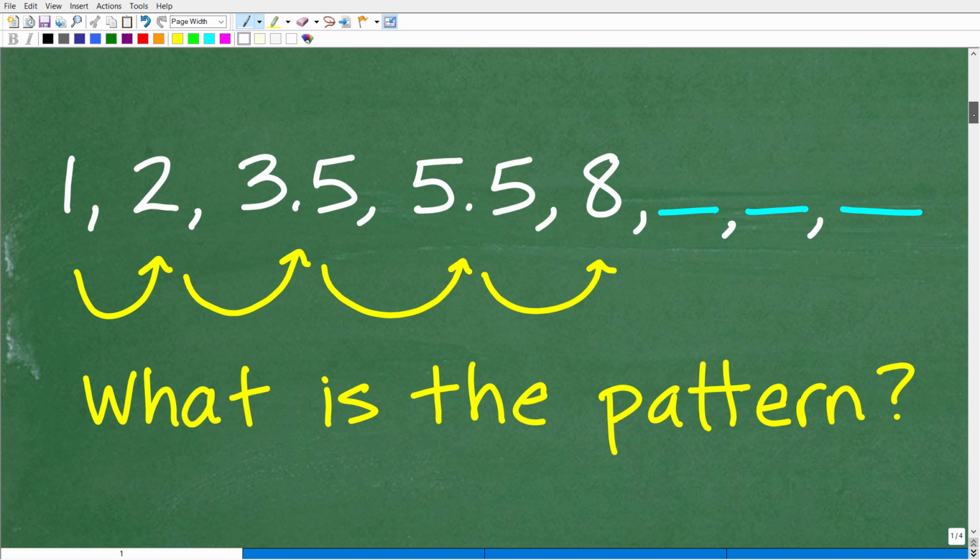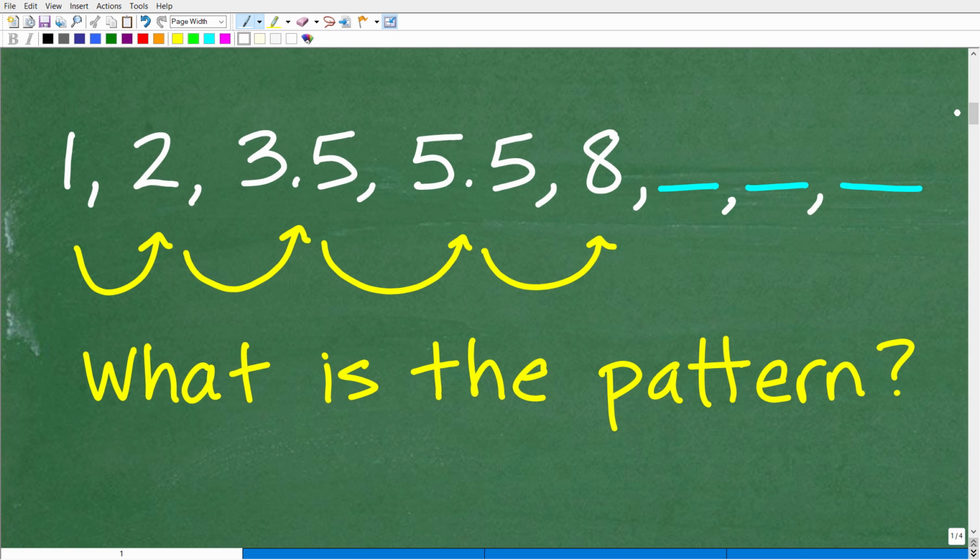And again, to answer the question here, we need to know what is the pattern between these numbers. So we're going from 1 to 2, and then 2 to 3.5, 3.5 to 5.5, 5.5 to 8. Well, what's going on? How are we going from one number to the next number to the next number? Because if we can't figure out the relationship between these numbers, there's no way we're going to be able to answer what the next three numbers in this sequence are.